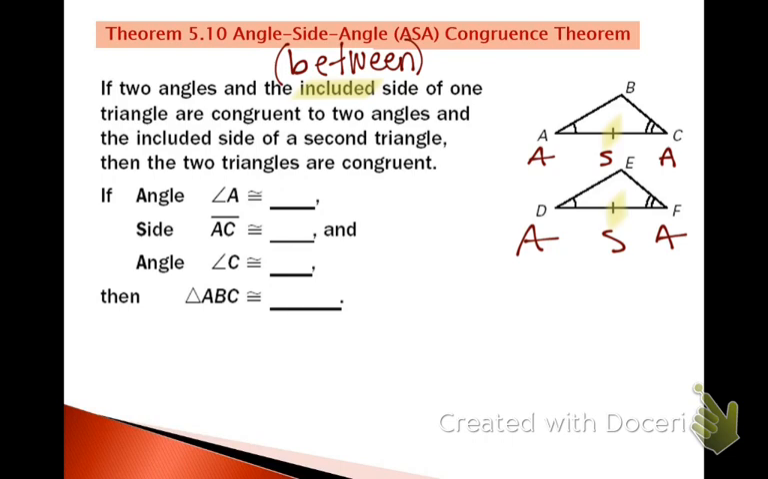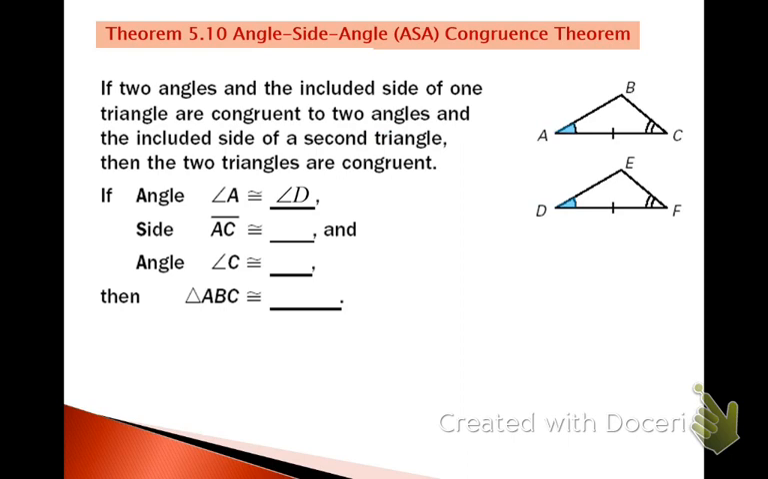All right, so let's do this. If angle A is congruent to what angle? We're filling in the blanks. Angle A is congruent to angle D. Side AC needs to be congruent to what side? DF. And then angle C needs to be congruent to angle F. Because of this, then we can conclude triangle ABC is congruent to what other triangle? DEF. All right, so we're going to use this in the problem below.